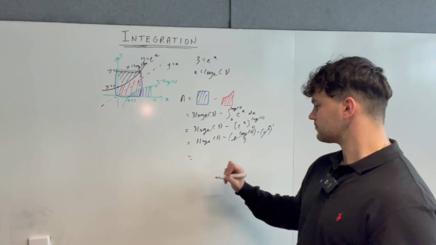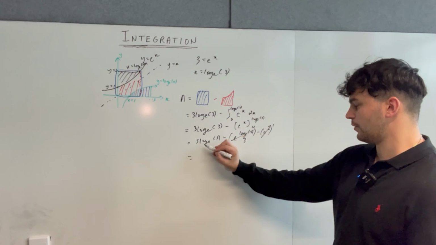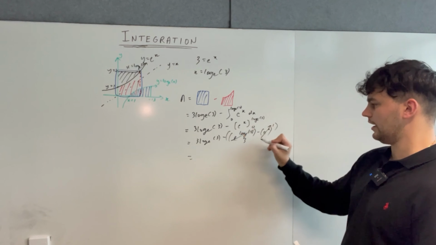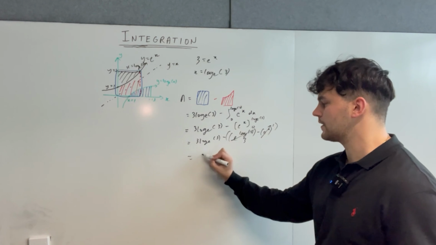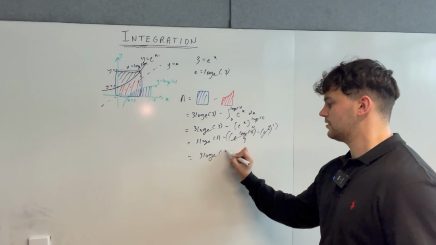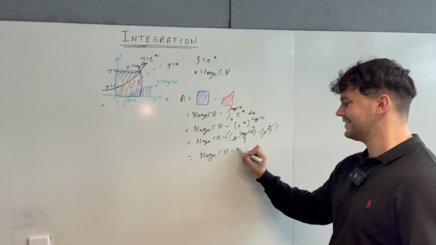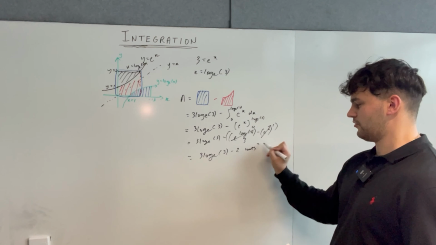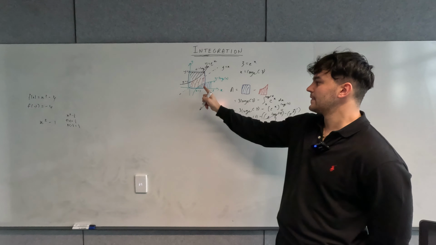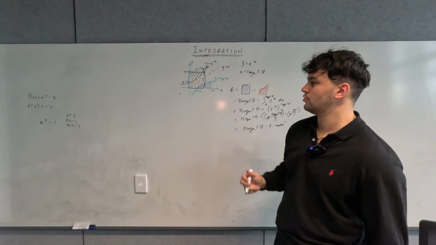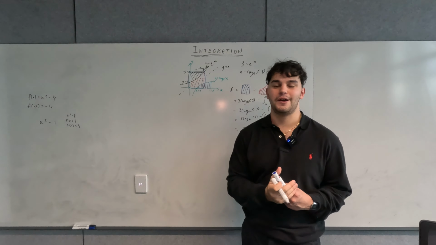So therefore, it's 3 log e of 3 minus this whole bracket here. When we expand this, it ends up being minus 3 plus 1. So we end up getting 3 log e of 3, bit of a tongue twister, minus 2 units squared. So that's that black area there, that little quadrant there, and that's the same as the blue area here due to our reflection properties with our inverse functions.